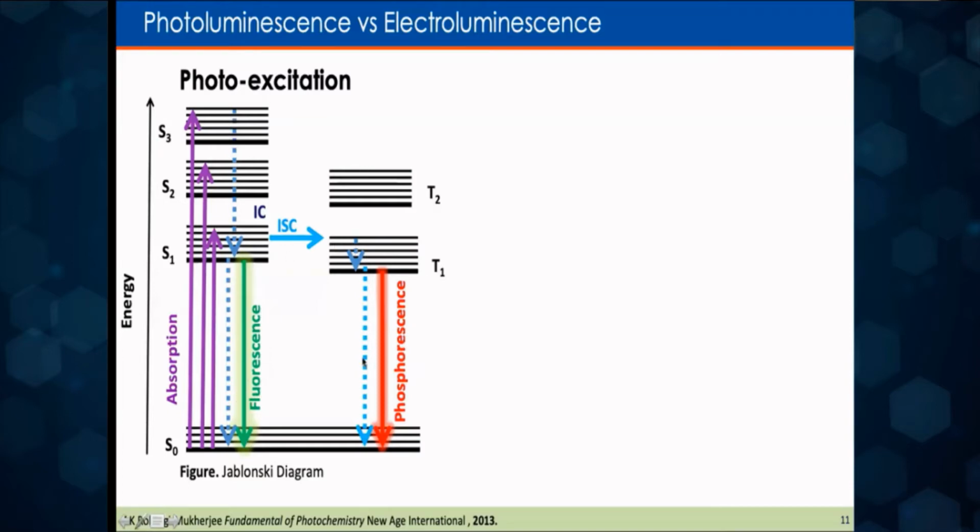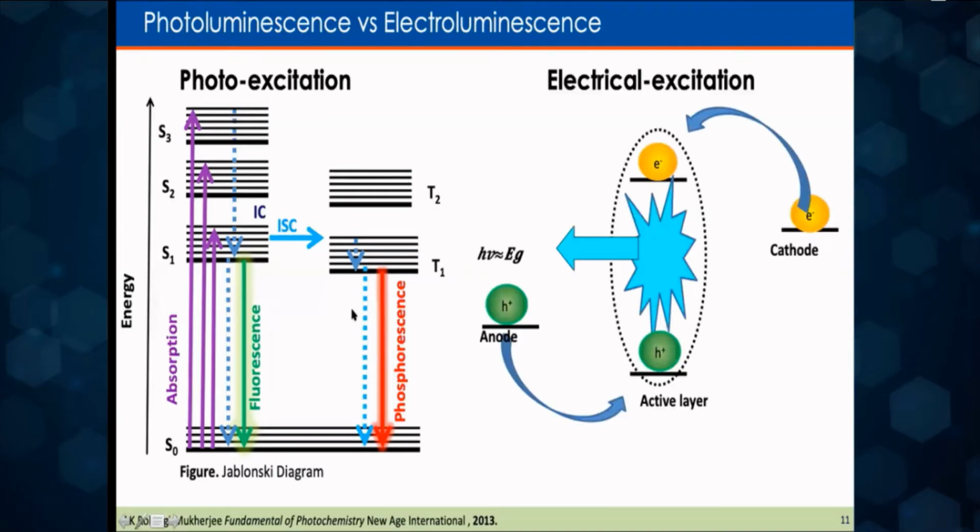And when there is an intersystem crossing, when the light comes from the triplet to the ground state S0, then you see a phosphorescence. So this is very well known. I will not spend much time. Many people in the audience will know this one. Whereas electroluminescence is slightly different.